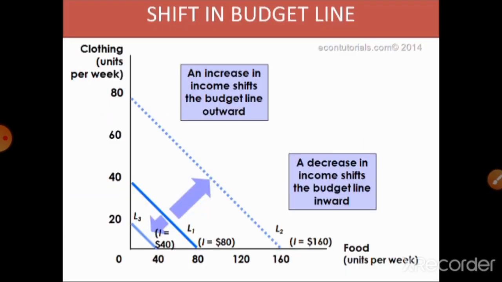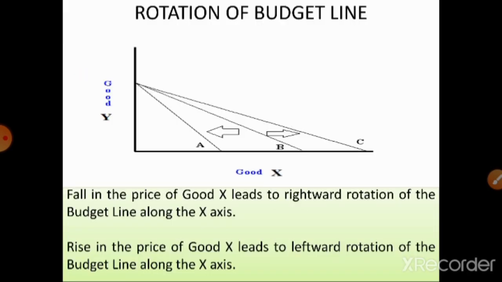So it depends upon the income. When the income increases, the budget line moves to the right side, that is, it moves outwards. The budget line will move outward. In the same case, when there is less income, the budget line will shift inward. Clear? Then next we can see the rotation of the budget line.